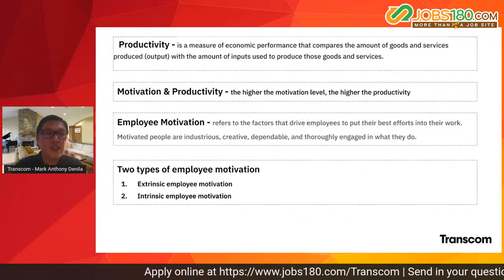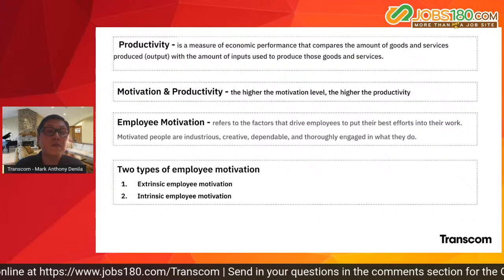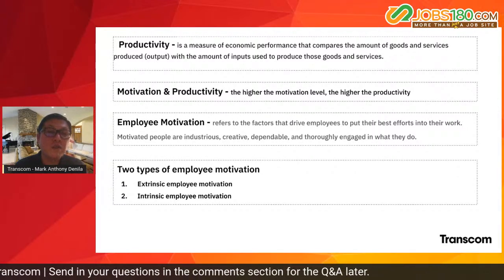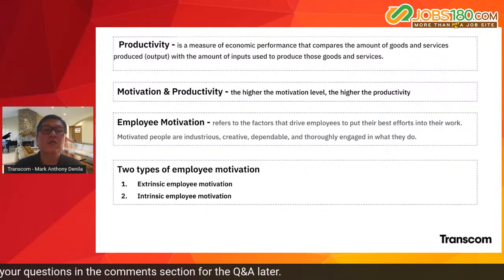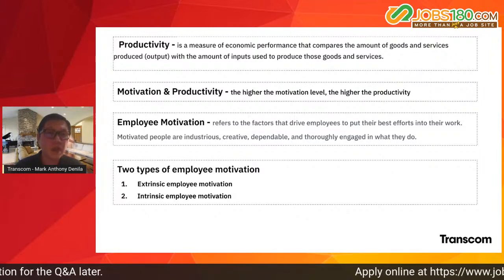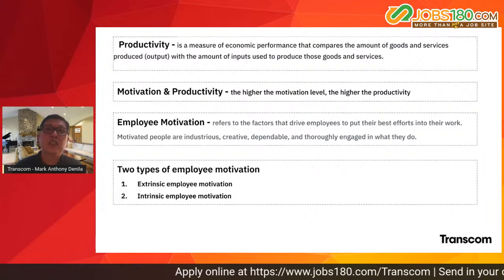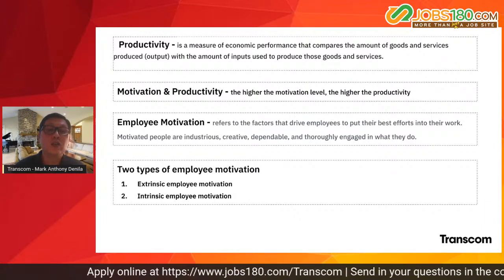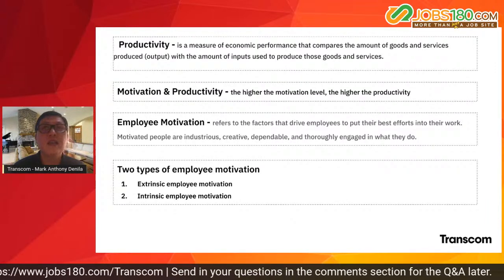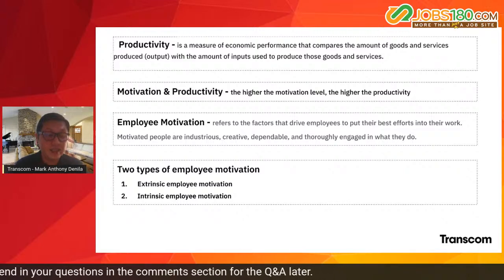Now, what is employee motivation? These refer to the factors that drive employees to put their best effort into their work. Motivated people are industrious, creative, and dependable in what they're doing. Now, what are the two types of employee motivation? Just like what I've discussed earlier, there are two types of motivation, which are extrinsic and intrinsic. Same with employee motivation, we also have extrinsic and intrinsic.